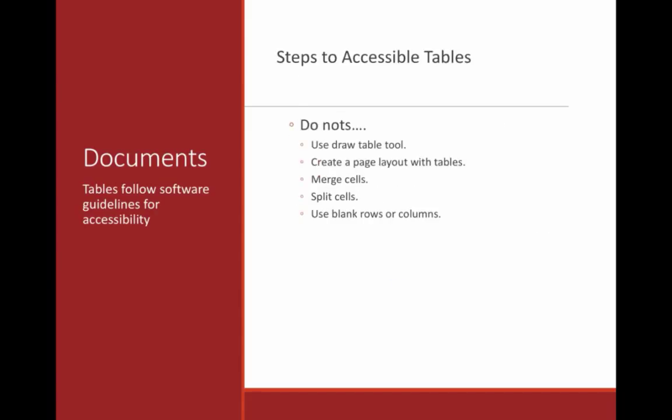There are a few things you should not do to make your tables accessible. As we already mentioned, do not use the Draw Table tool. Do not create a page layout with your tables. It's tempting to organize your page using tables, but typically it just confuses the screen readers and makes it difficult for someone with visual impairments to access information on your page. A few other things to be sure not to do for accessible tables include merging cells, splitting cells, or using blank rows and columns.